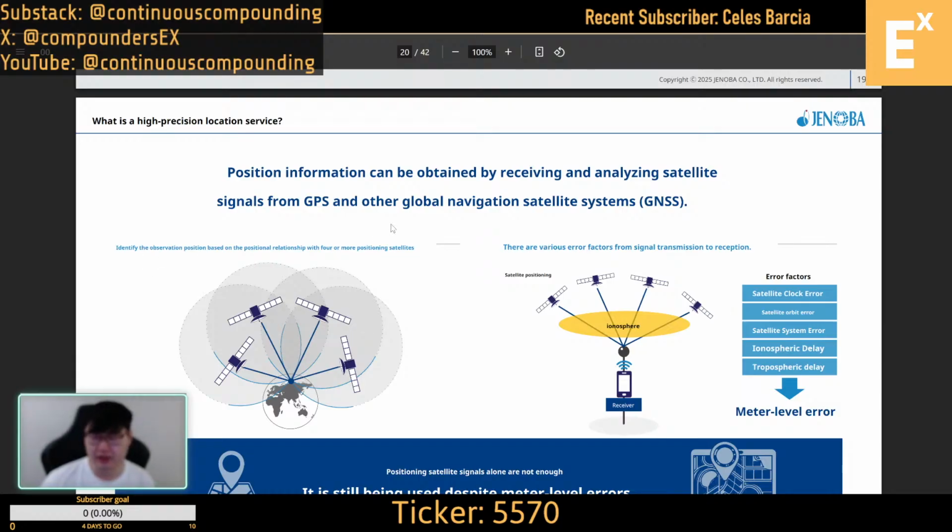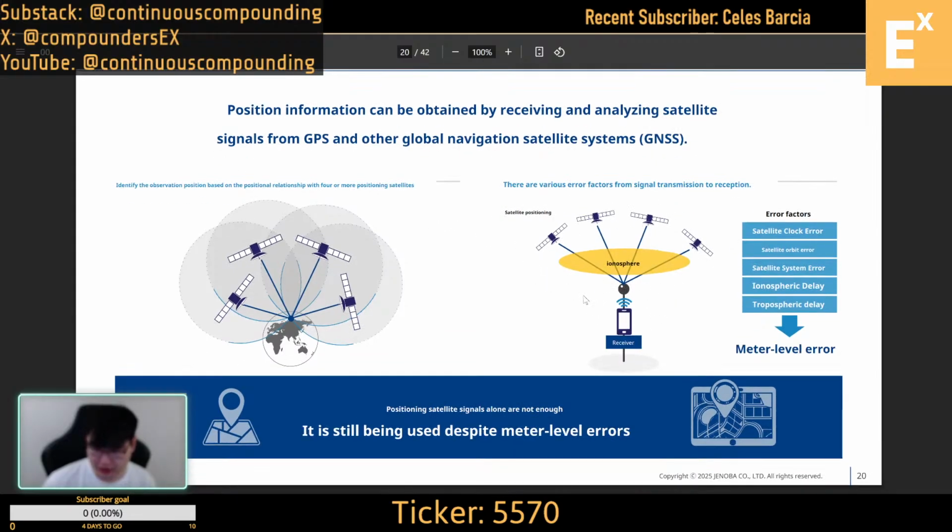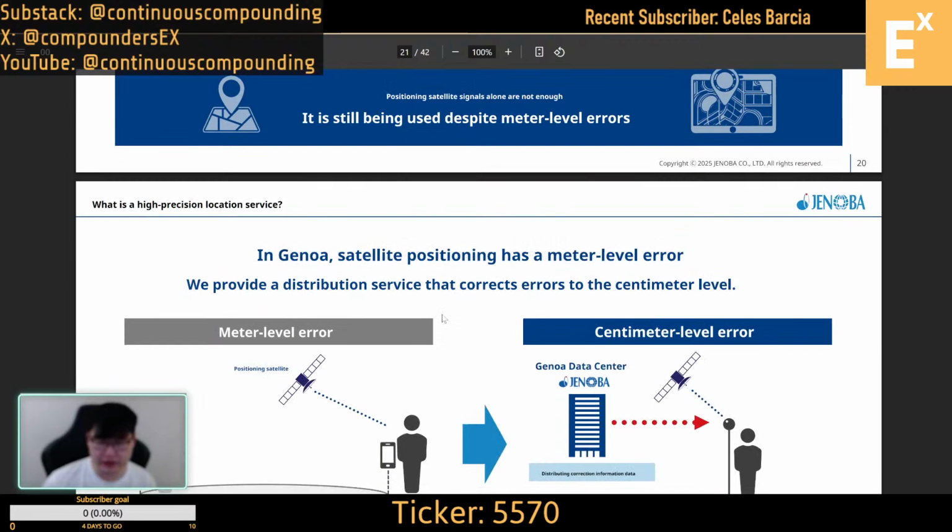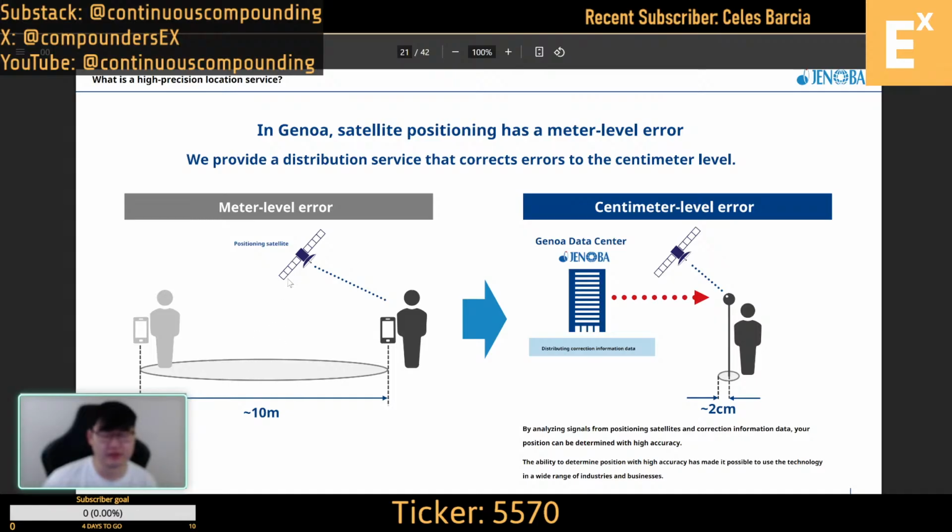Genova talks about how positioning works. So this is one version: you have satellites, and then you have a receiver, and these satellites determine the positioning. But given these errors, there are meter level errors, which is literally positioning errors in the meters, right? And then there's centimeter level errors, right? So it can basically go all the way down to 2 centimeters is what they're saying.